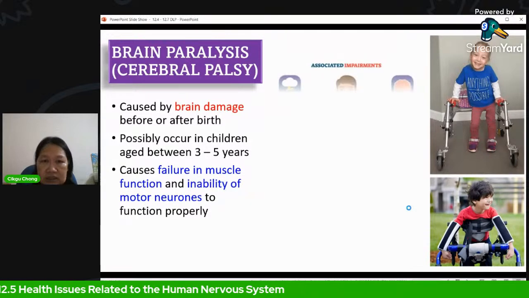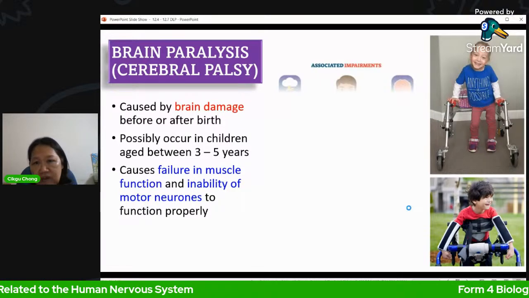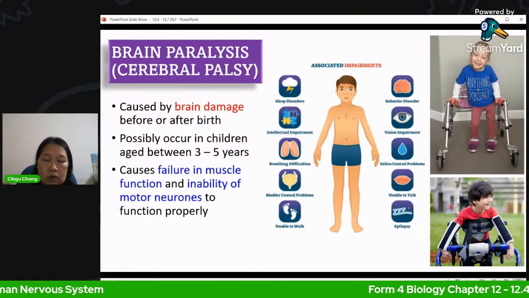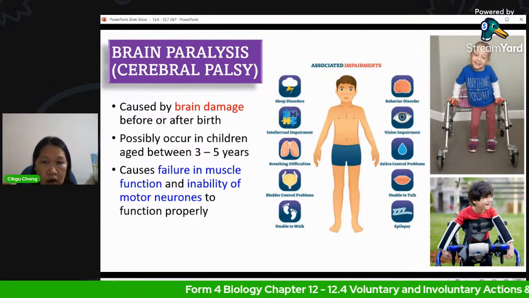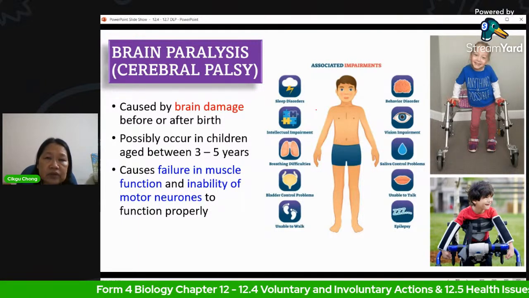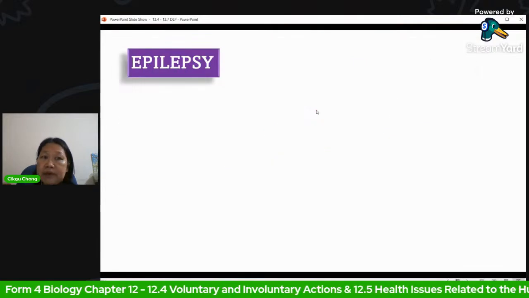So you can see sleep disorders, behavior disorders. They don't remember things. Unable to walk, unable to talk, sometimes in serious cases. Okay, so next one, epilepsy.